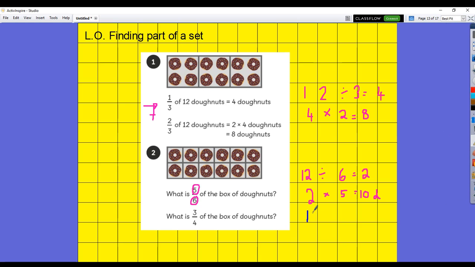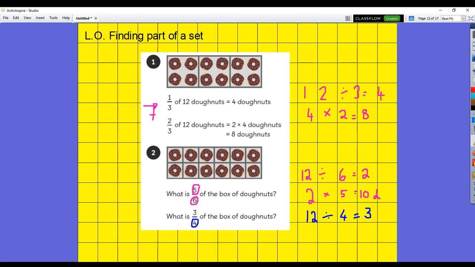I've got 12 donuts altogether. What am I dividing it by now? Okay, what's our denominator? That's right, our denominator is 4. So what is 12 divided by 4? Let's get our piano fingers out. 4, 8, 12. 12 divided by 4 is going to be 3.